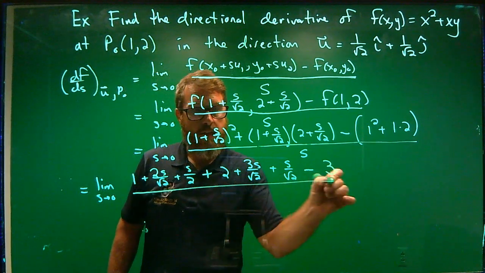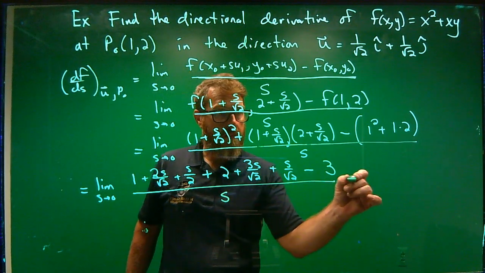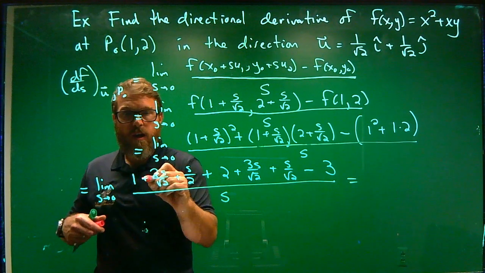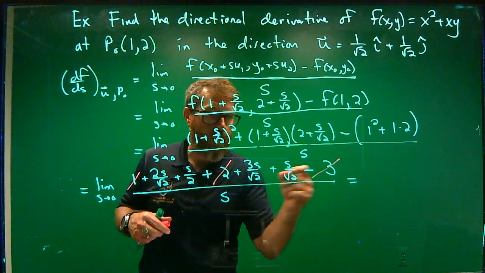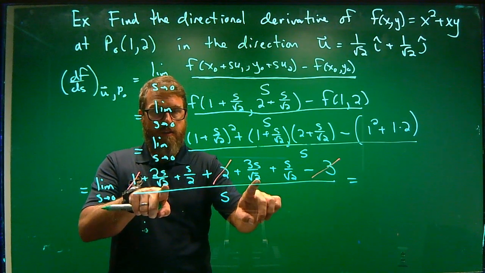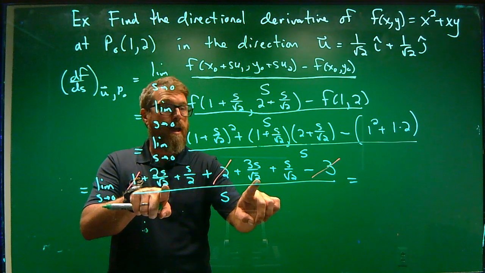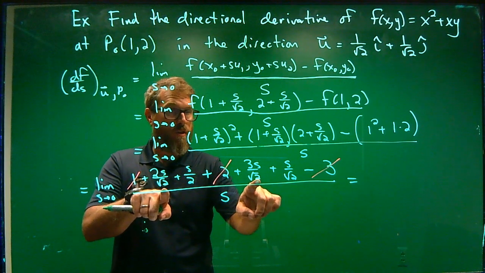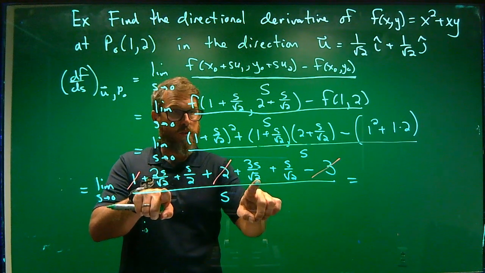All over s. So we'll simplify this. What I can see is that 1 plus 2 minus 3 is going to be 0. And then we have some like terms. These are like terms, they're s over root 2's. There's 2 of these and 3 of these, so there's going to be 5s over root 2's.